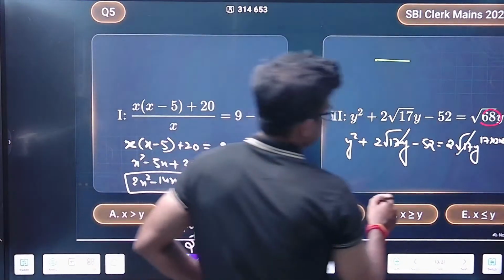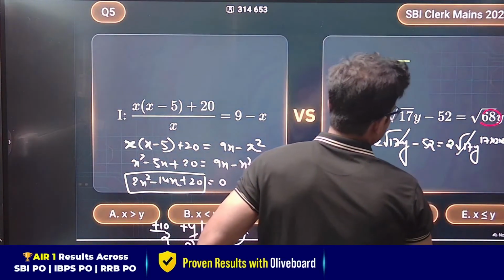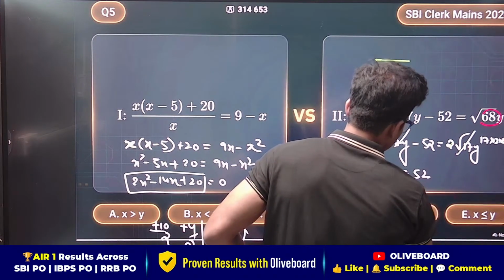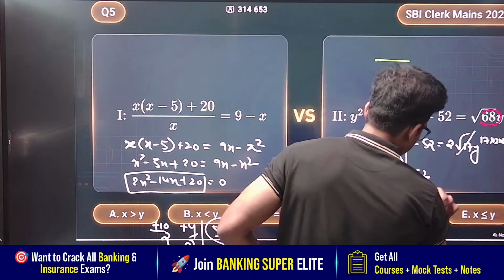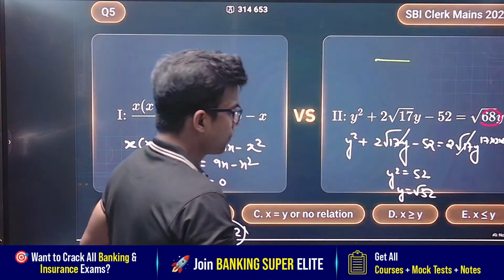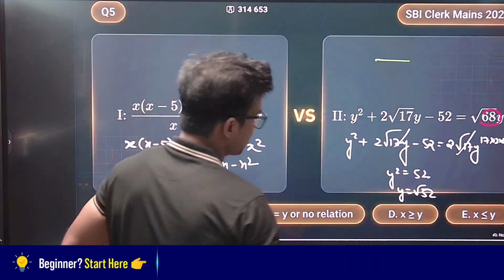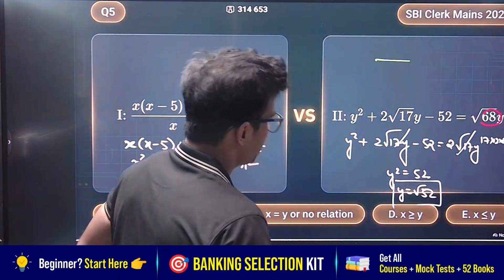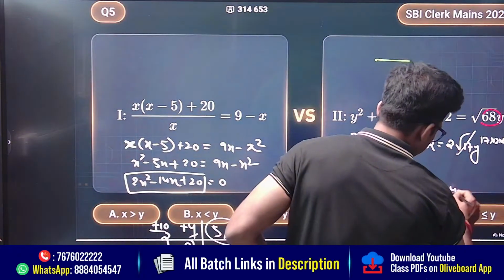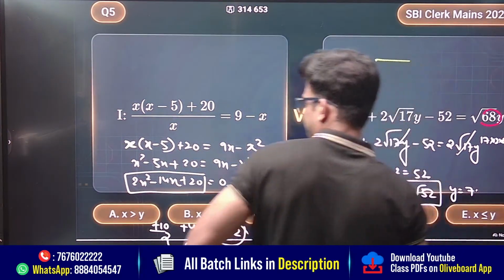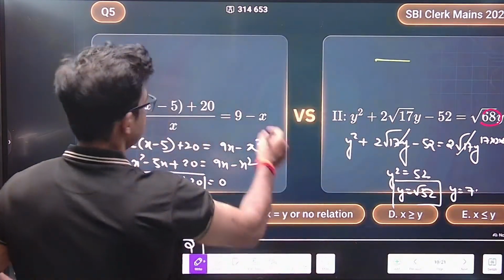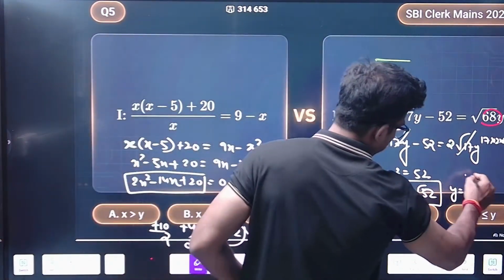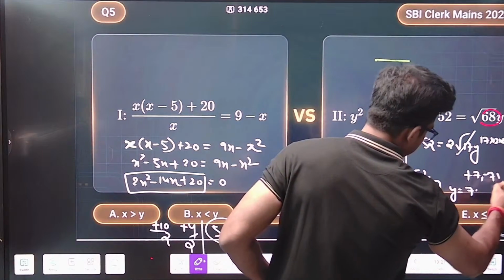So y square is equal to 52. y would be equal to under root of 52. Under root of 52, guys, the nearest square to this number is 49. So this is around 7 point something. Plus minus 7 point something. So you have like plus 7 and minus 7, correct?